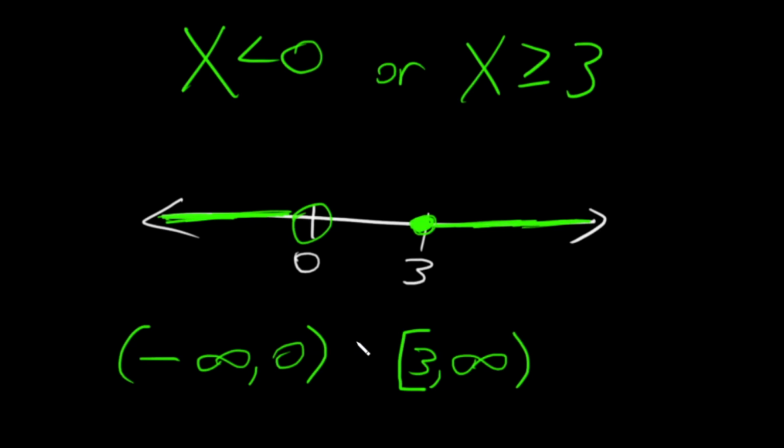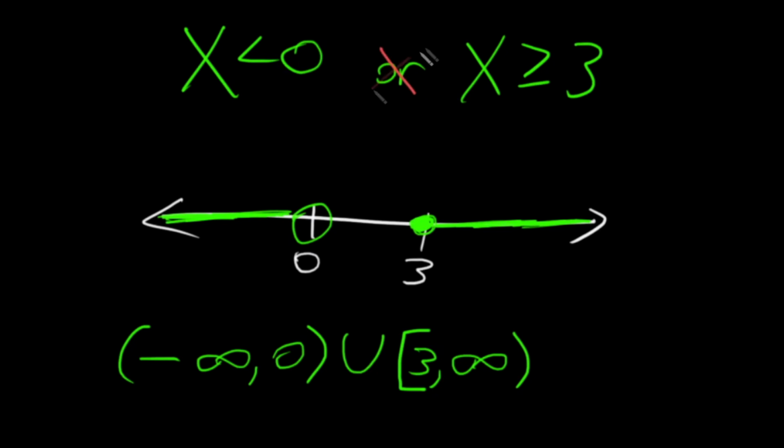And in between, we're going to use a U, which represents union, which joins the two sets together. So looking at the notation, we're going from negative infinity up to 0 and stopping without including 0. And then we jump over to 3, including the 3, all the way up to infinity.